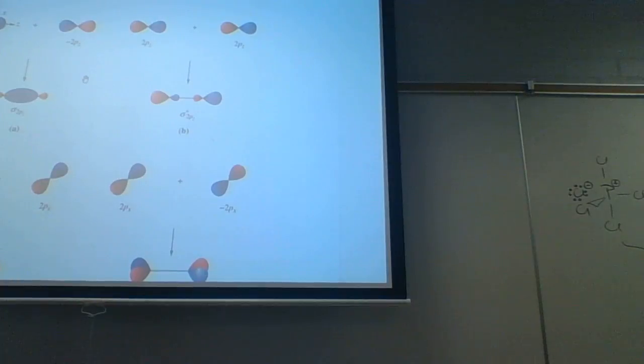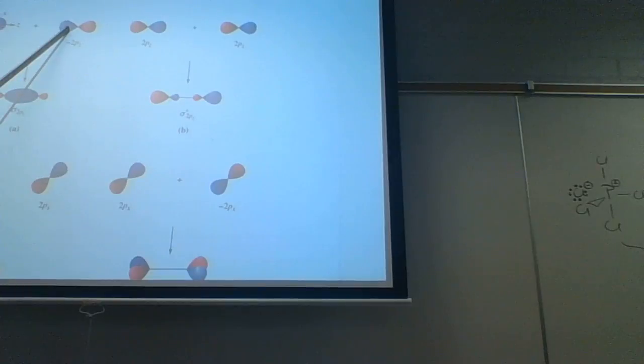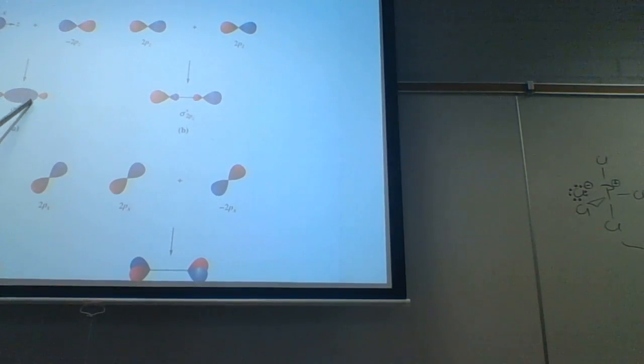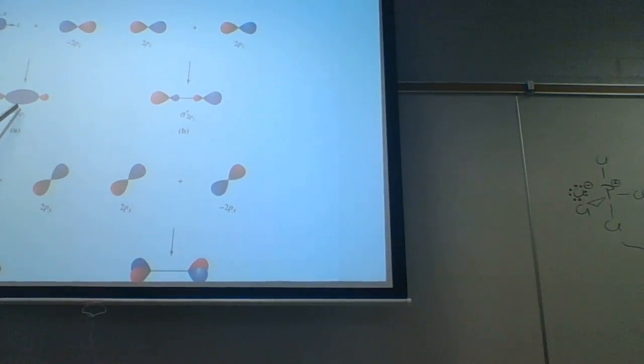So let's take a look at how we can do linear combinations of these. These are pz here. Normally we call these px, but they're oriented differently, along the z-axis like this. So we have a pz, pz. Do you see the positive, positive? That's going to result in constructive interference. And when we look at the electron density along the internuclear axis we call it a sigma. And since this is coming from 2pz, we call it sigma 2pz.